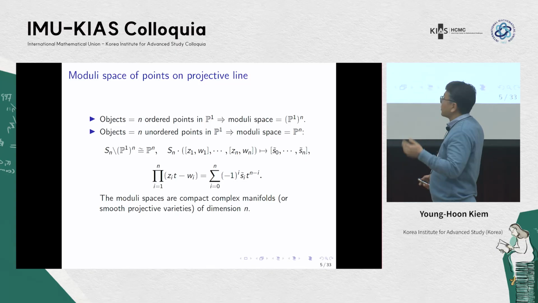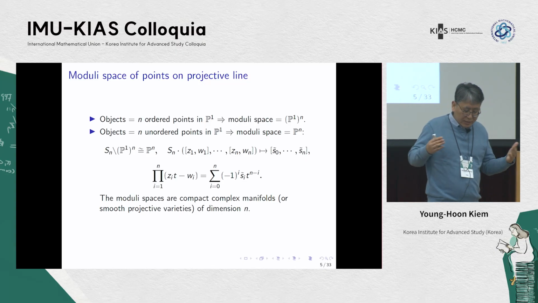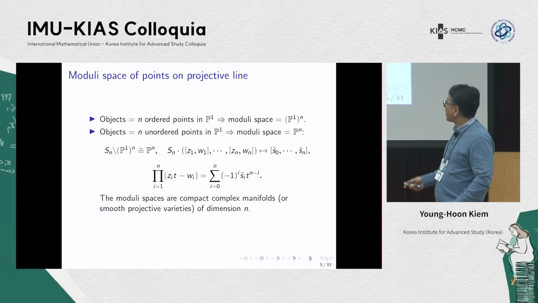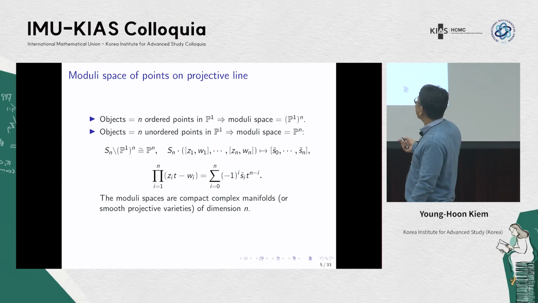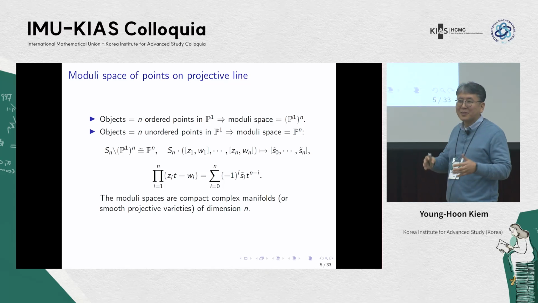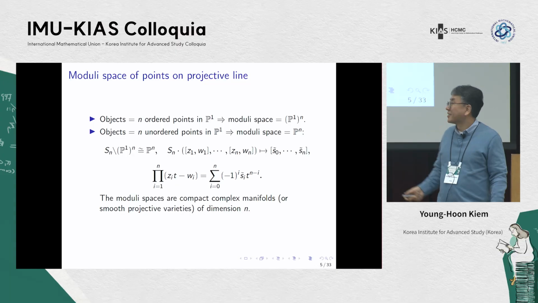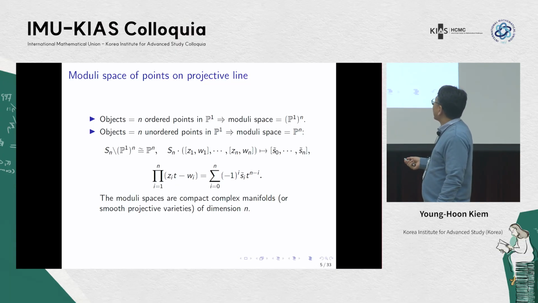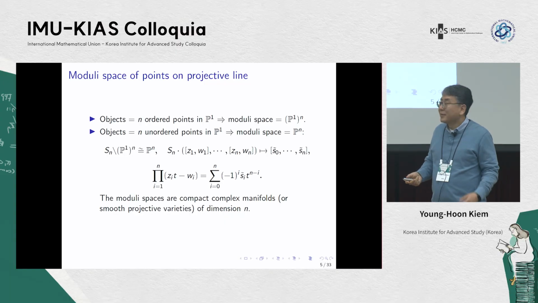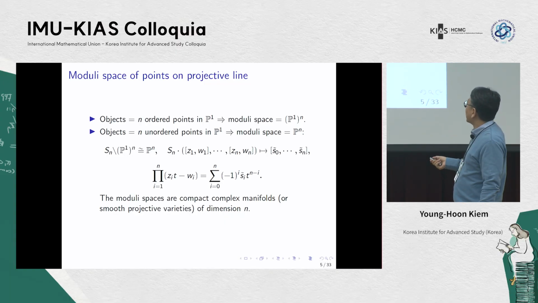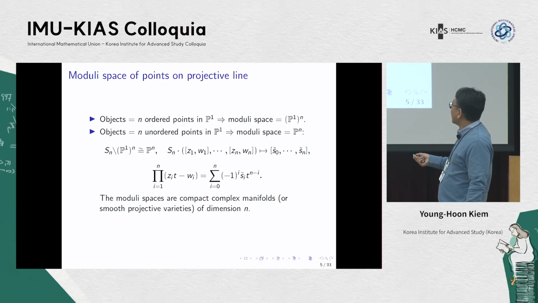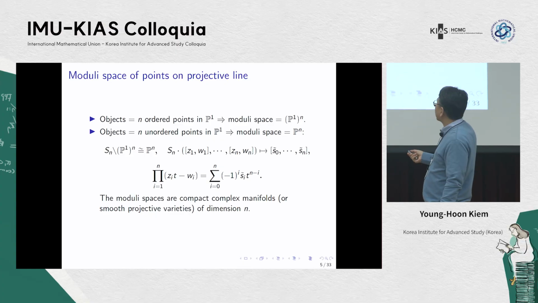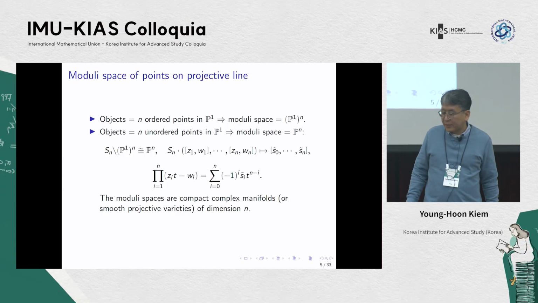So now we want to classify n ordered points in the projective line, not the complex line. Then it's also obvious that the moduli space is nothing but P1 to the nth power, right? We are choosing n points in P1. What about n unordered points in P1? Once again, we have to think about P1 to the nth power, and then think about Sn orbits, right? Once again, this is isomorphic to n-dimensional projective space.